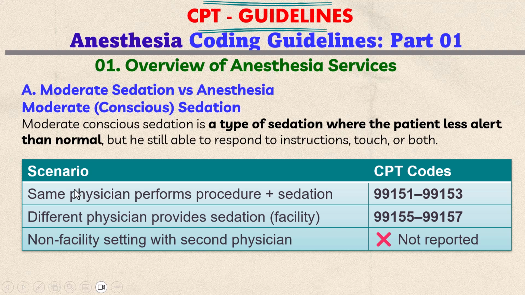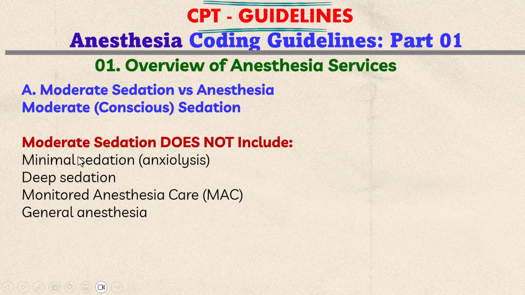So, if the same physician performs the procedure and provides moderate sedation, the special sedation codes 99151 to 99153 are used. If a second or different physician provides sedation in a hospital or a facility setting, then codes 99155 to 99157 are used. You will understand this when you do the examples. And in non-facility settings with a second physician, that is not reported. But moderate sedation does not include minimal sedation such as anxiolysis, deep sedation, monitored anesthesia care, or general anesthesia.